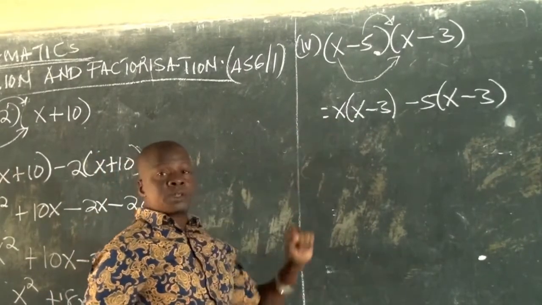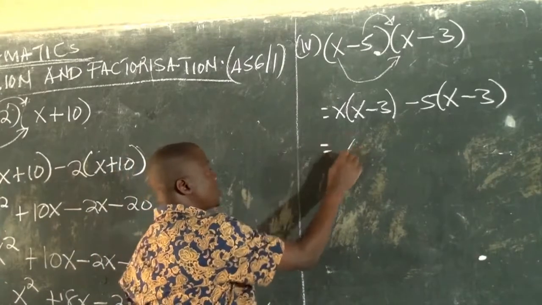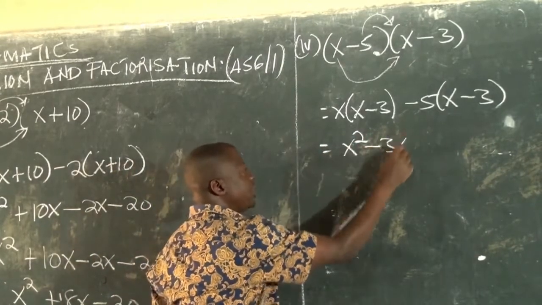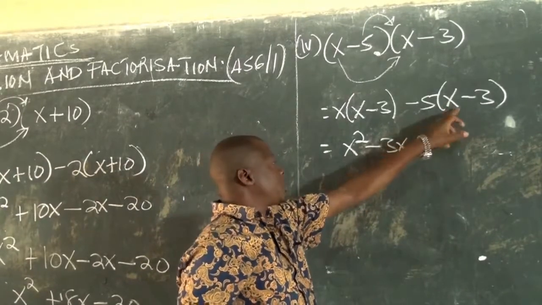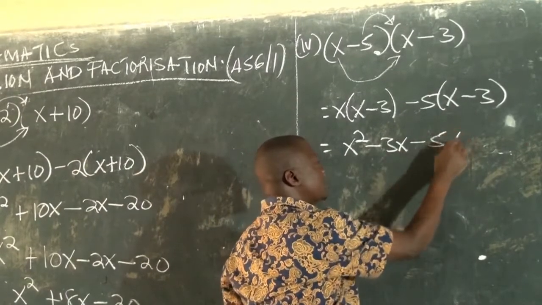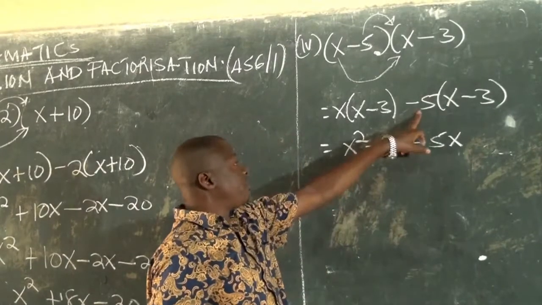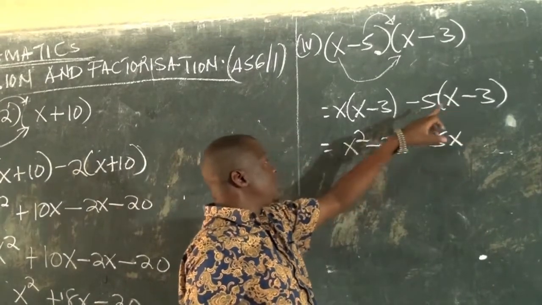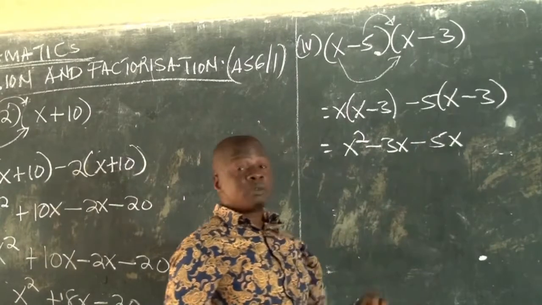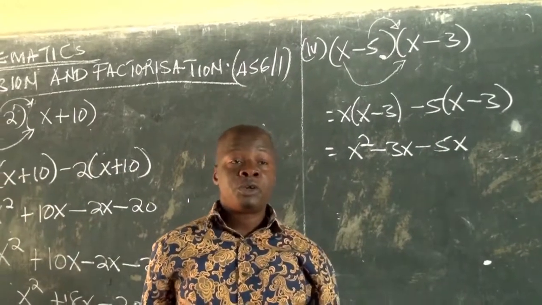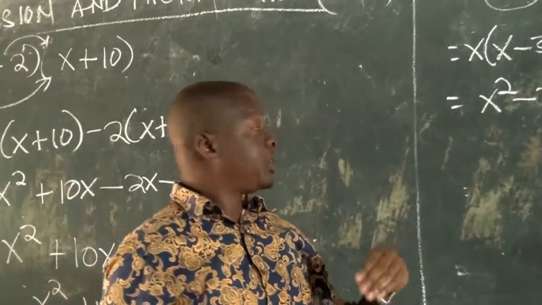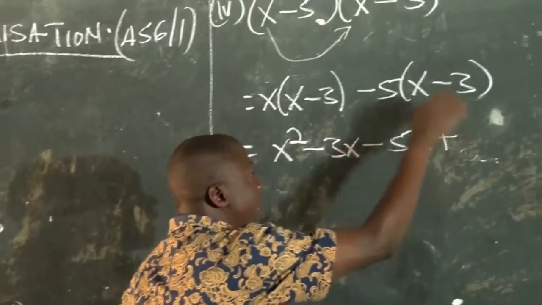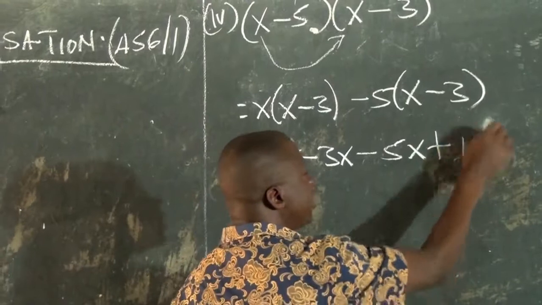x times x gives x squared minus 3x. Then negative 5 times x gives negative 5x. Negative 5 times negative 3, that is negative and negative, gives a positive. When you look at it, the enemy of your enemy is your best friend. So this one gives a plus, but it is a plus 15.